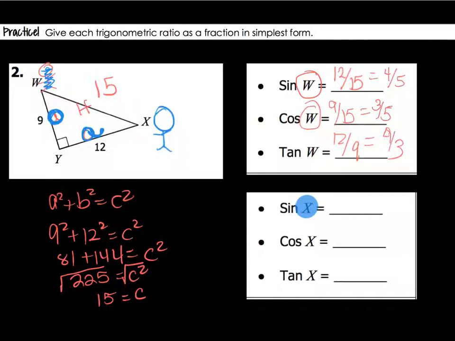I didn't want to recopy the triangle. I do know that I need to stand at X. So here's my new blue stick person at X. Relabel my triangle. Now 12 is adjacent to me and now 9 is opposite. So when I get ready to write in sine, which is opposite over hypotenuse, this is now 9 over 15, which simplifies to 3/5.